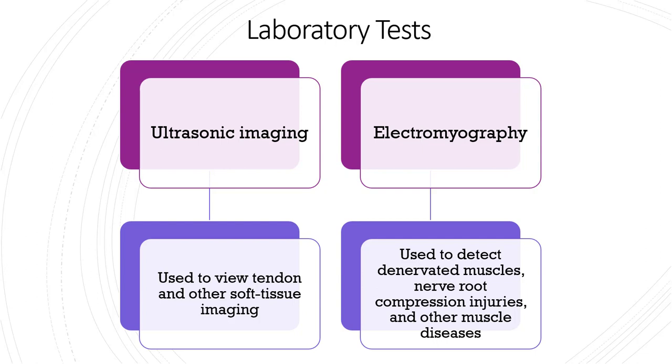Ultrasonic imaging, sometimes called sonography, uses sound waves to view the various internal organs and certain soft tissues. An ultrasound is commonly used to monitor the development of the fetus during pregnancy. Electromyography can detect certain muscular conditions, such as denervated muscles, nerve root compression injuries, and other muscle diseases.